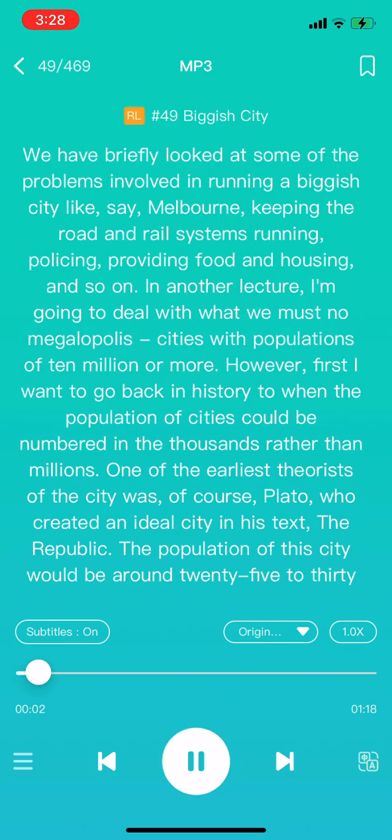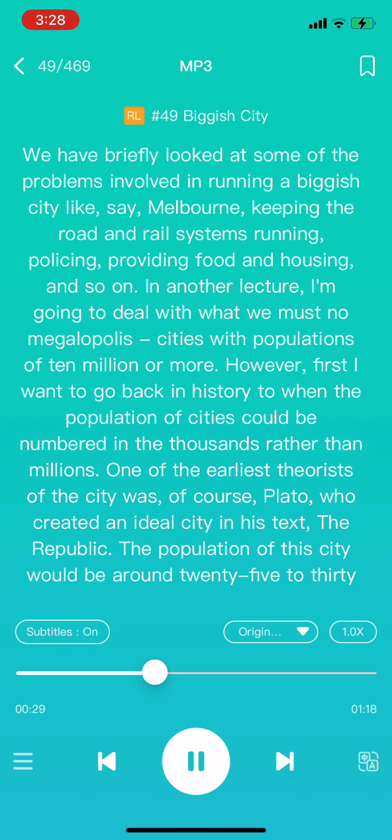We have briefly looked at some of the problems involved in running a biggish city, like, say, Melbourne: keeping the road and rail systems running, policing, providing food and housing, and so on. In another lecture, I'm going to deal with what we must now call the megalopolis, cities with populations of 10 million or more. However, first I want to go back in history to when the population of cities could be numbered in the thousands rather than the millions.